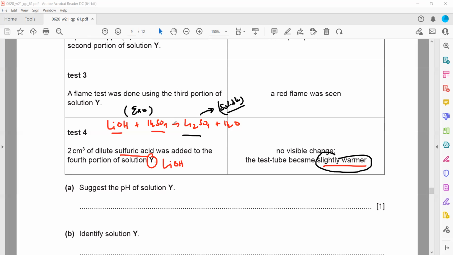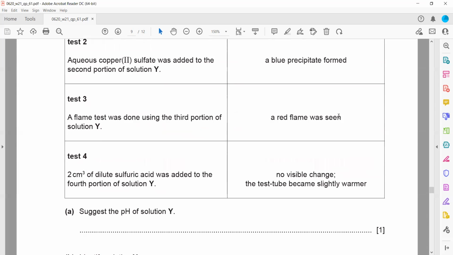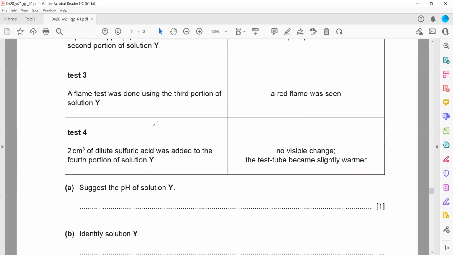So it suggests the pH of solution Y. How can we suggest the pH of solution Y? As you can see, in the first test the universal indicator turned blue. If universal indicator turned blue, it means it's an alkaline solution. So I can say it has a pH of 11 or 12 or 13. Normally 11 and 12 is blue, and then violet is 13, 14. So any answer from 11 to 14, or 11 to 13, is acceptable.